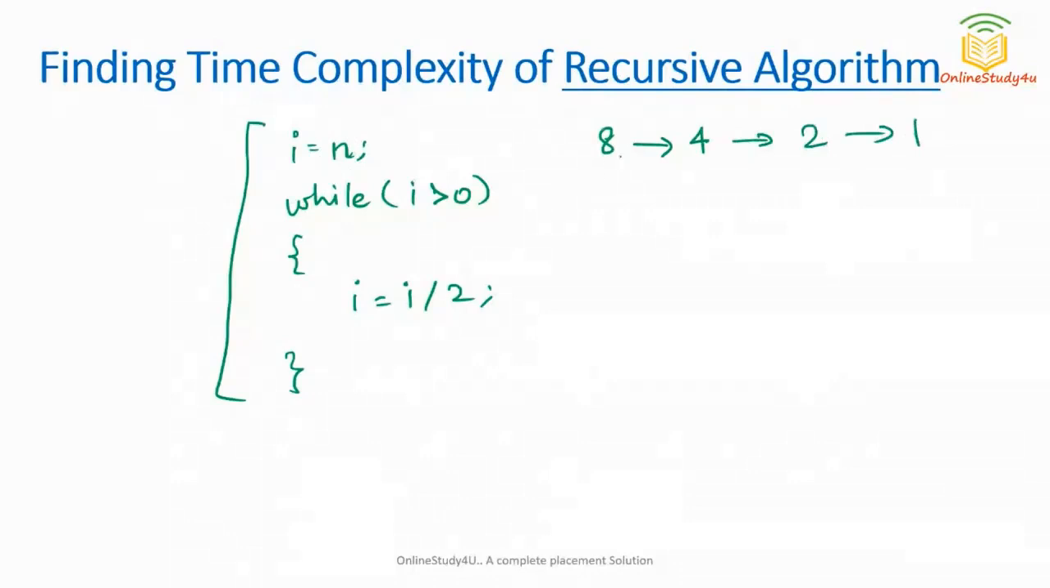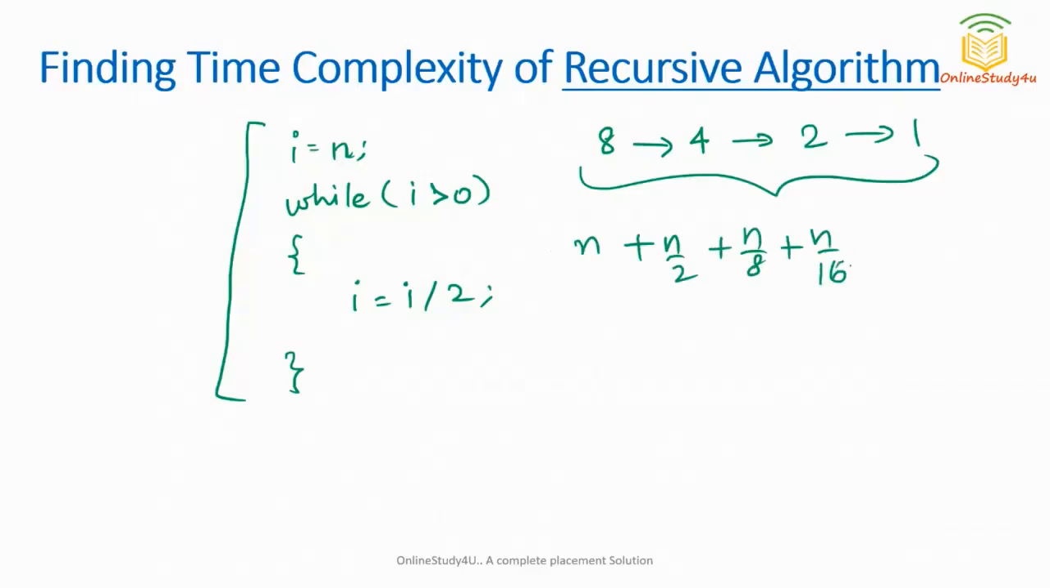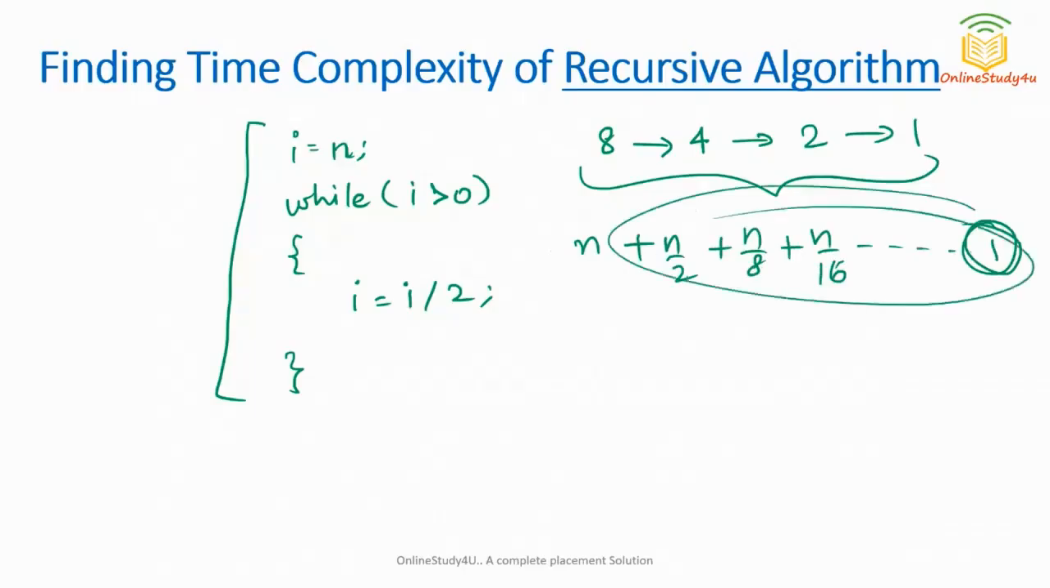Now, what will be the total time taken for this? First it will be n, then n by 2, then n by 4, then n by 8. We can see in every step it is getting reduced until we reach 1. So, if we sum up all of this, the total time for all these operations is nothing but log of n base 2. Okay, so this is the correct answer.